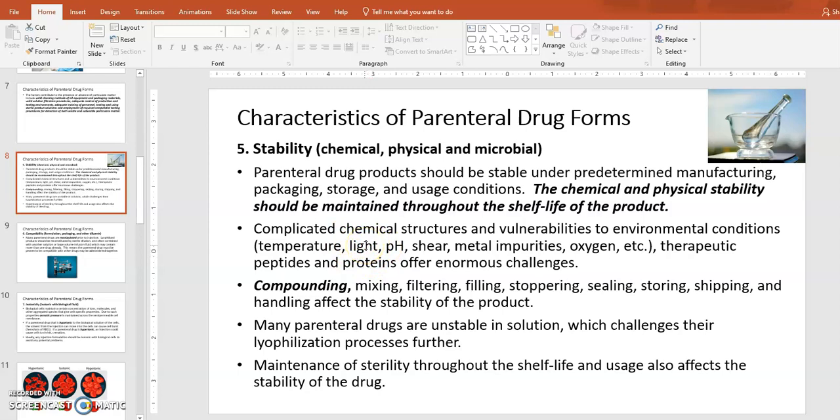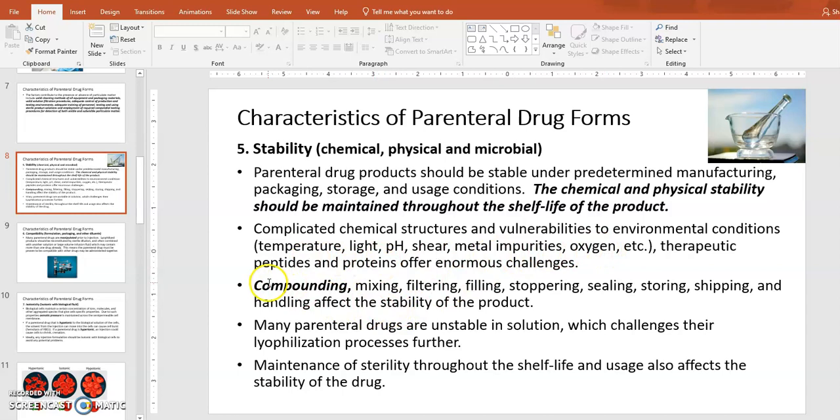They lose their structure and efficacy. pH, shear, physical force, metal impurities. Some of your drug may interact with metal, which is not good. Oxygen, of course, causes oxidation. And the therapeutic peptides and proteins offer enormous challenges because they are very prone to damage by these physical factors.